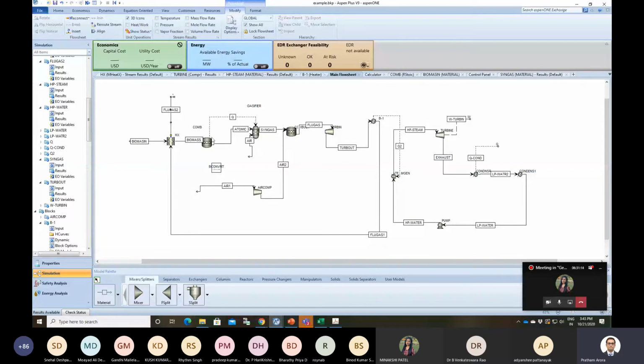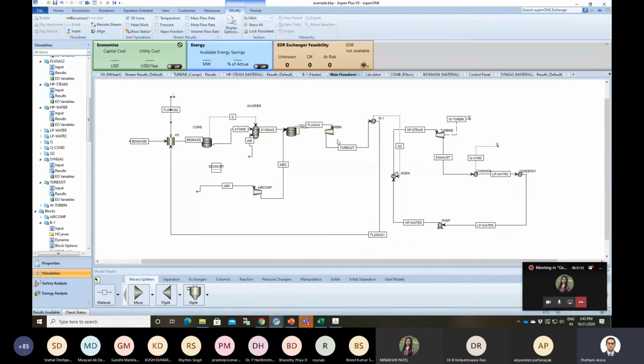We have the biomass coming in, we break down the biomass into its elements. These elements then get converted into the gases, and it can also take care of the composition, which is in match with a conventional gasifier. You can combust this gas, and then this gas can be used to run a turbine to produce electricity.